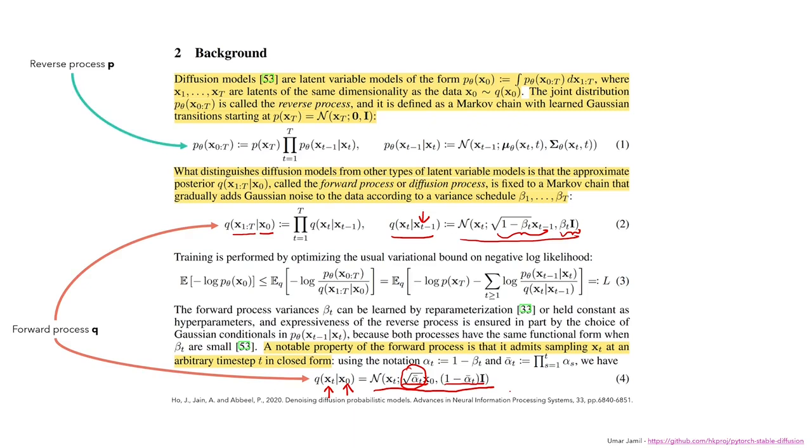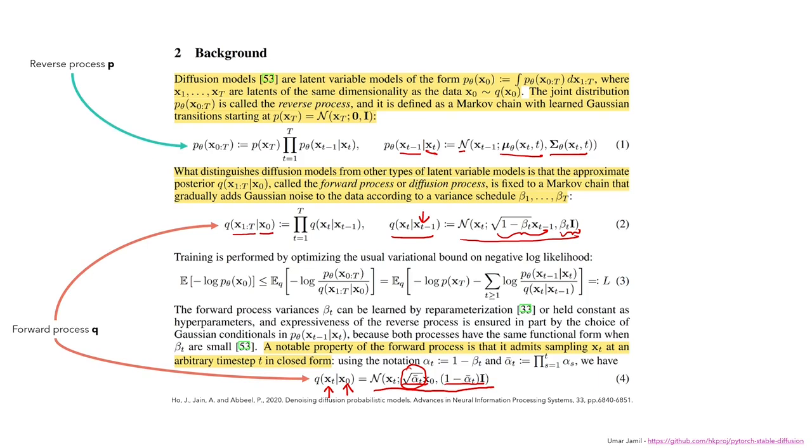Now let's look at the reverse process. The reverse process means that we have something noisy and we want to get something less noisy, so we want to remove noise. And we also define it as a Gaussian with a mean mu theta and a variance sigma theta. Now, this mean and this variance are not known to us. We have to learn them, and we will use a neural network to learn these two parameters.